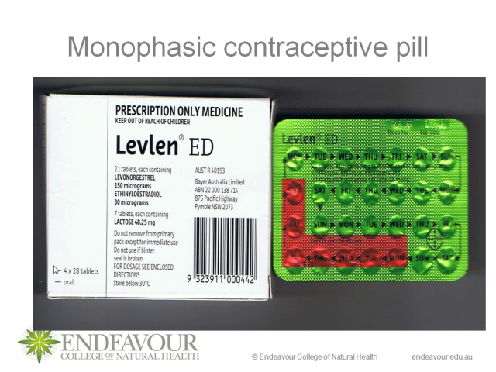So this is the normal blister pack for a monophasic contraceptive pill, where, as you can see, 30 micrograms of ethinyl estradiol and 150 micrograms of levonorgestrel are the active ingredients. So this is a synthetic form of progesterone and a synthetic form of estrogen. The placebo tablets contain lactose.